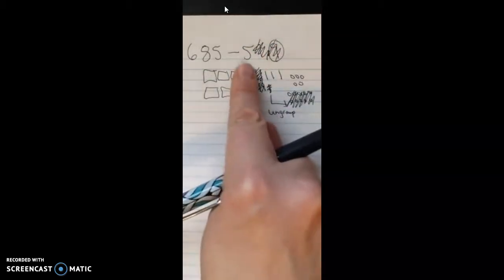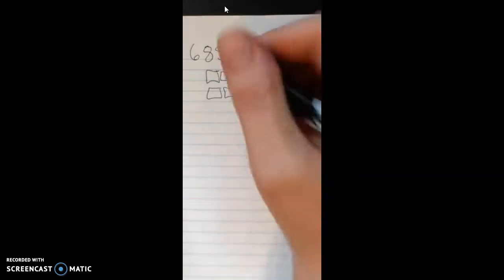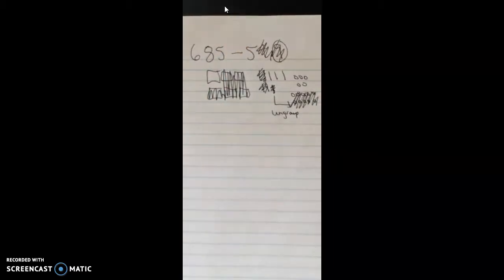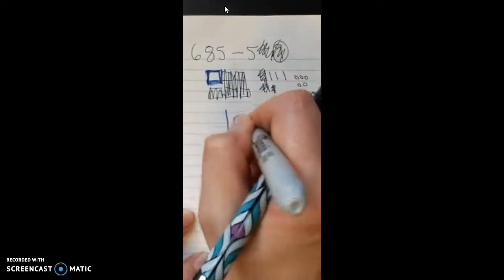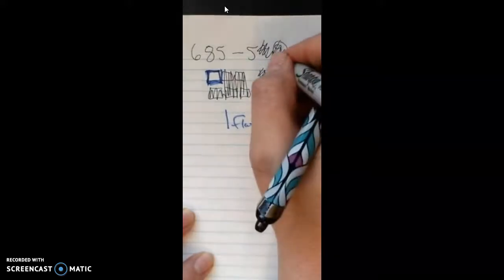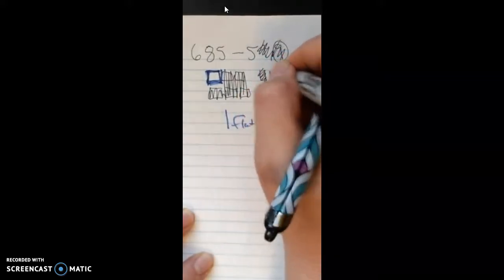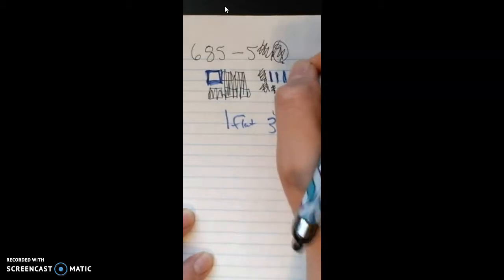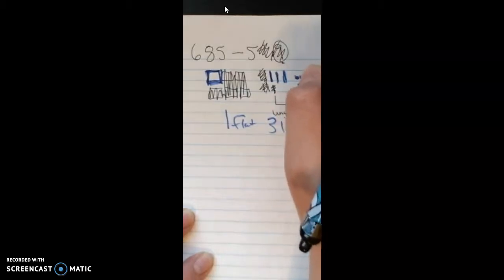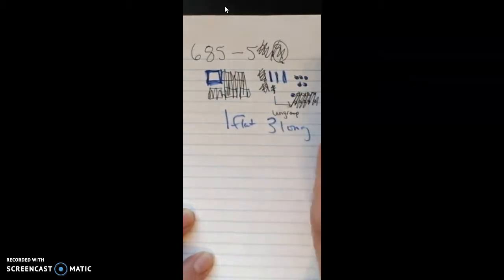And now I want to take away 5 flats. So I'm just going to cross away 5 flats. Okay, so then what's left is my answer. Well, I have 1 flat that's left, so I'm going to write down 1 flat. I have 3 longs, so 1, 2, 3 longs. And I have 1, 2, 3, 4, 5, 6 singles.